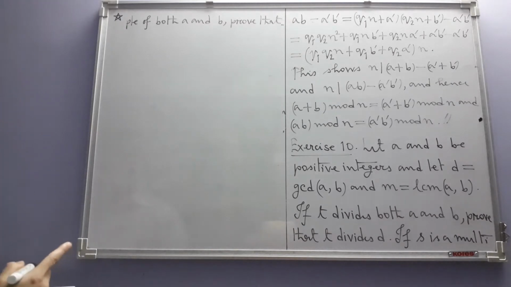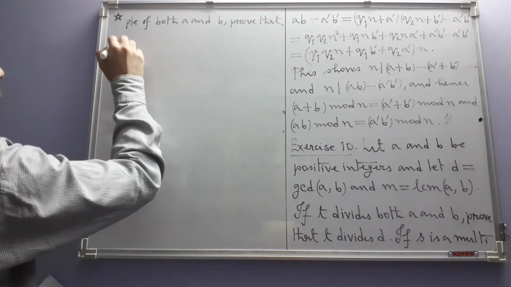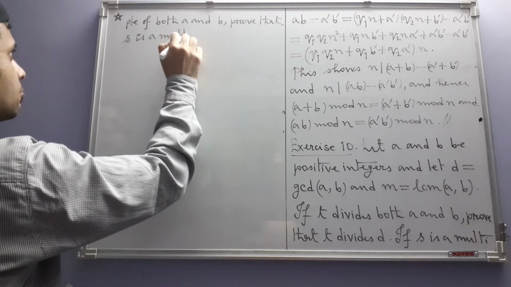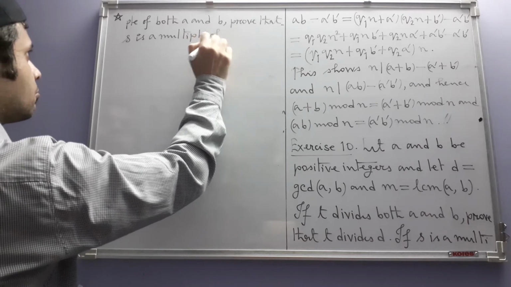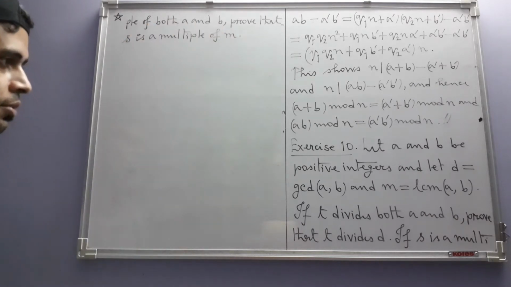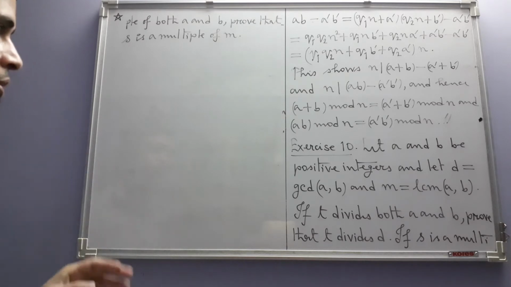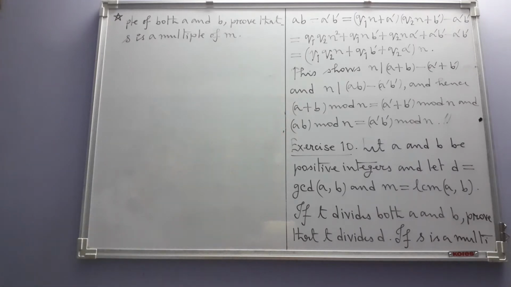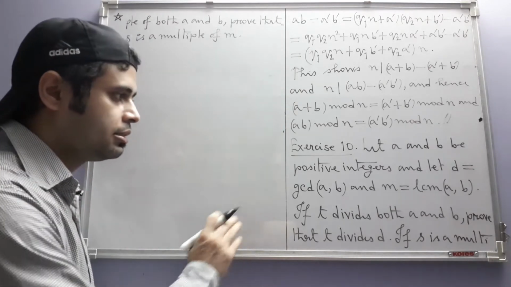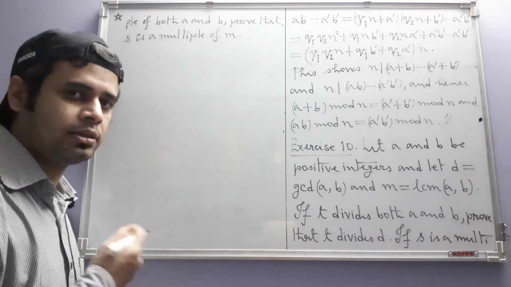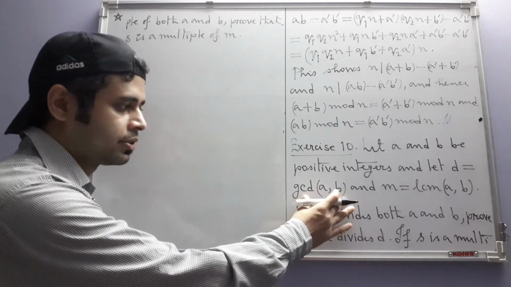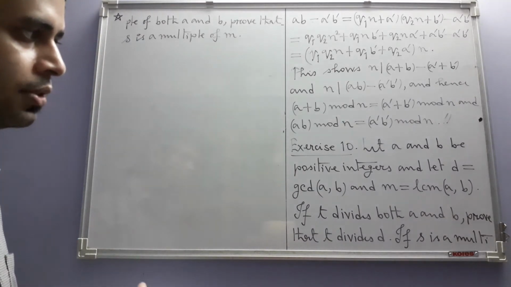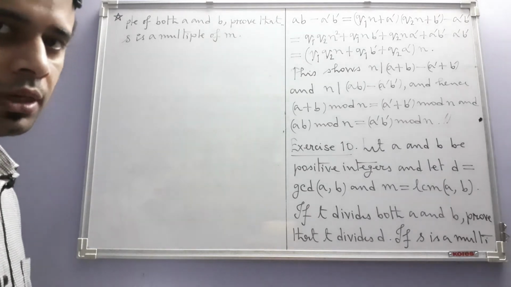Prove that S is a multiple of M. Okay, so if you are following the definitions of this text on Galois algebra, you may notice that GCD and LCM have been defined literally. That is, GCD is the greatest among all the common divisors of A and B, and LCM is the least among all the common multiples of A and B.